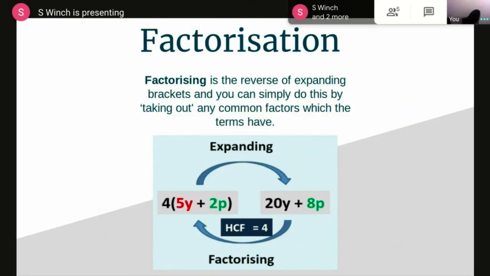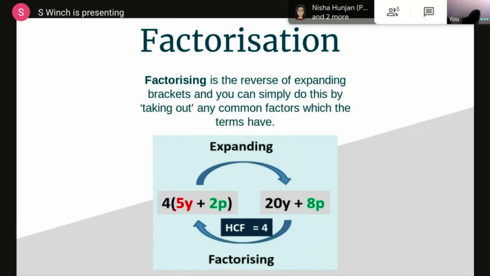So factorising is the reverse of expanding brackets, and you can simply do this by taking out any common factors which terms have. In this example here, you've got 20y plus 8p. So what are the highest common factors of 8 and 20? Well, we know that 4 goes into 8 and 4 goes into 20. So 4 would go on the outside.